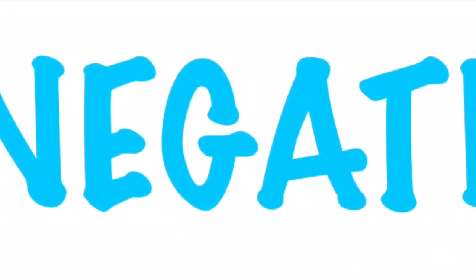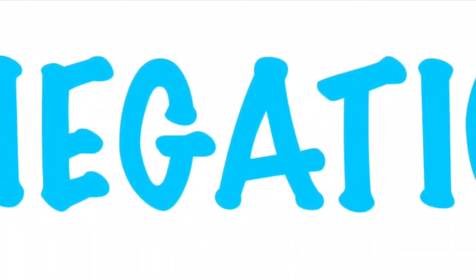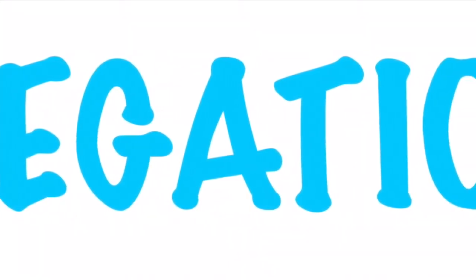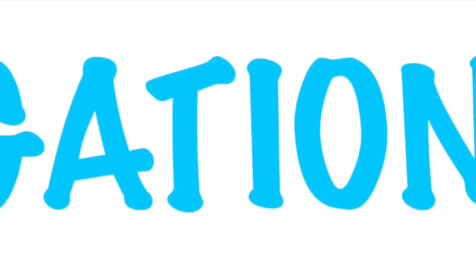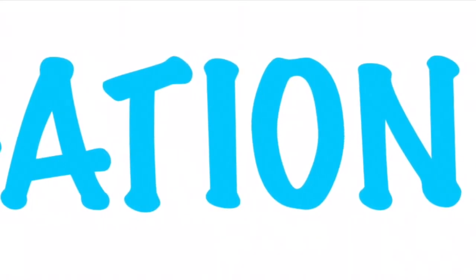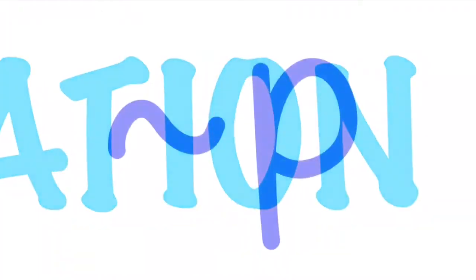The negation of a statement is the opposite of the statement. It also has the opposite truth value. For example, take our previous statement. A triangle has 3 sides. The negation of this statement would be not P. A triangle does not have 3 sides. We would represent negation using not P.